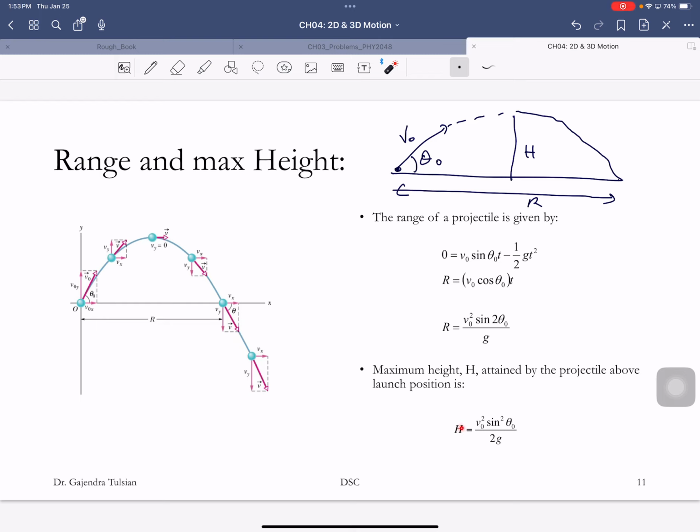All right. Here's the maximum height it would travel for this launch speed and this launch angle. Now, for a given launch speed, what should be the launch angle to get the maximum height? I mean, this is a very silly question. All right, you got to shoot it straight up. And so sine 90 would be 1 and 1 square would be 1. Okay?